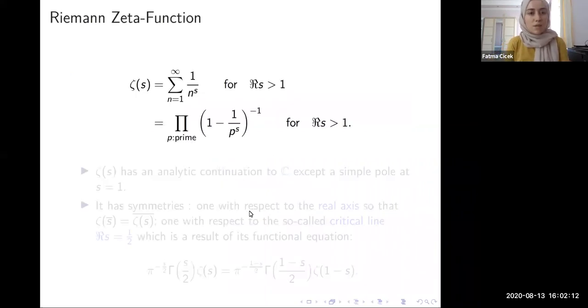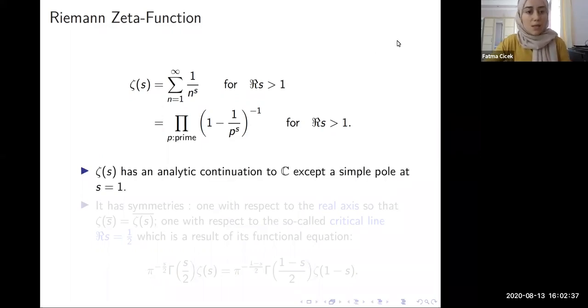So the zeta function is given by this well-known infinite series in the half plane when the real part is bigger than 1. It also has this Euler product expression. You can see that this holds in the same region by expanding this negative first power using the geometric series and using the fundamental theorem of arithmetic. Zeta also has an analytic continuation to the whole complex plane. This is also called a meromorphic continuation because it will have a simple pole at s equals 1.